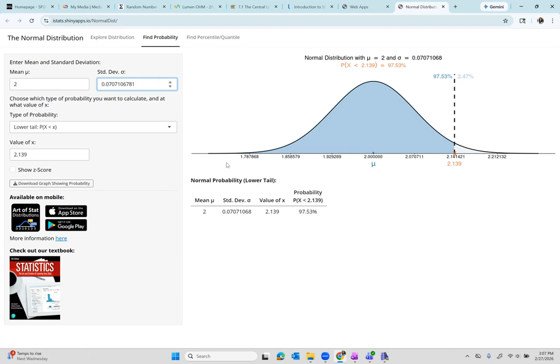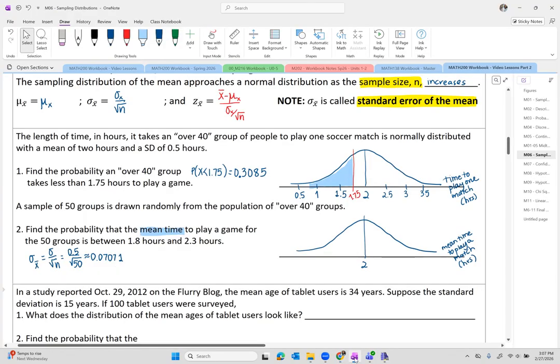And now I have a new distribution. This distribution is much narrower because 3 tick marks to the right goes to 2.2. It doesn't go to 3.5 like our original distribution did. So imagine that 3 tick marks to the right takes me to 2.2, which is right here. So the distribution of the mean is actually very narrow.